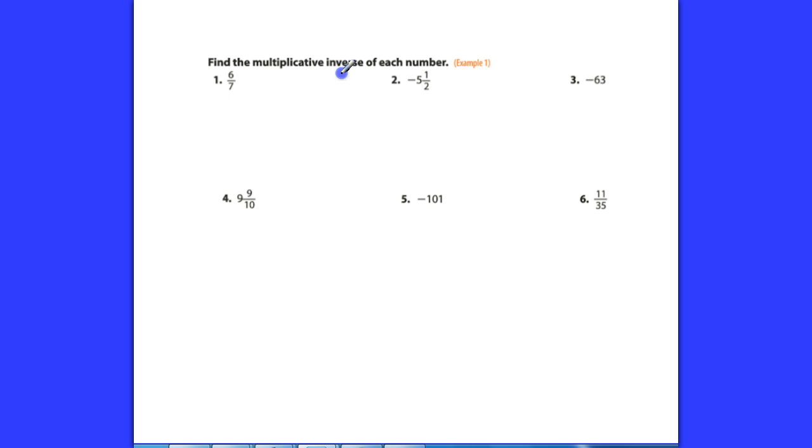First of all, it says find the multiplicative inverse of each number. 6/7, well, that's easy. That's 7 over 6. You just flip it, right? Multiplicative inverse, that means reciprocal.